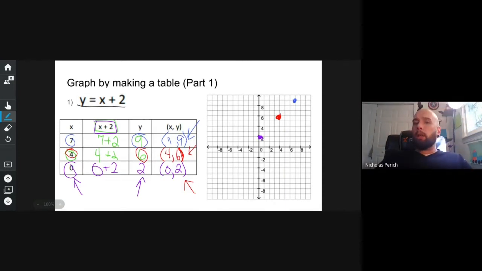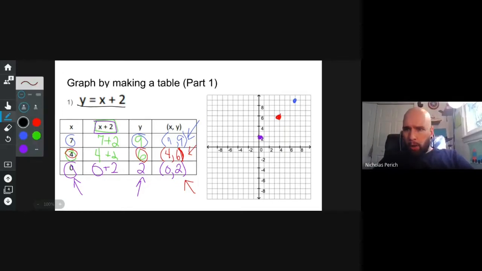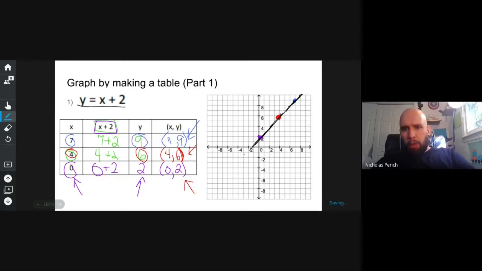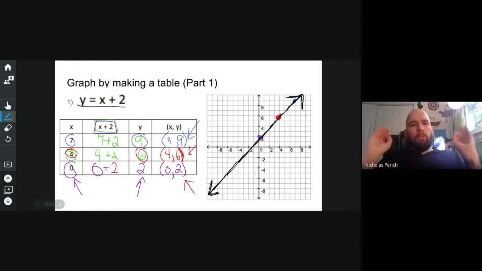I have 3 points. If I was working on a regular piece of paper, I would take a ruler and set it up against those 3 points and draw out a line, but I'm going to try my best anyway. Now that I have 3 points, I know that creates a line and I'm going to draw the best, straightest line I can. And that ain't half bad.